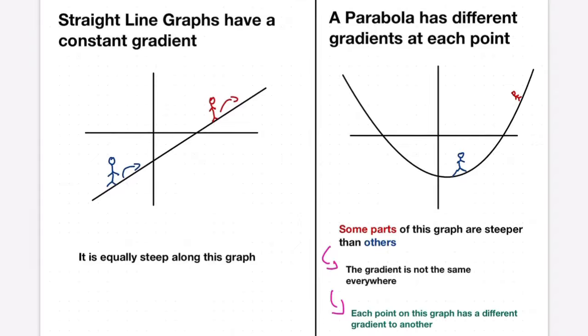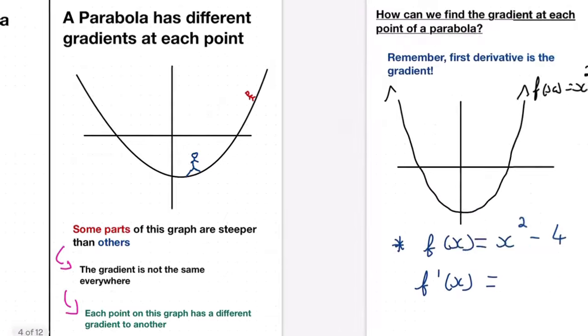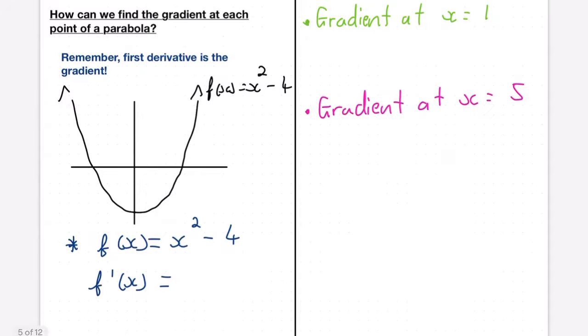Now, since the gradient on a parabola is different at every single point, how do we find the gradient at a particular point? How do we find the gradient at each point of a parabola? Remember, like we said, the first derivative is the gradient. So if you had, for example, this graph here, which is the graph of f of x is equal to x squared minus 4, if you wanted to find its gradient, you would derive f of x. f prime of x is equal to 2x, right?